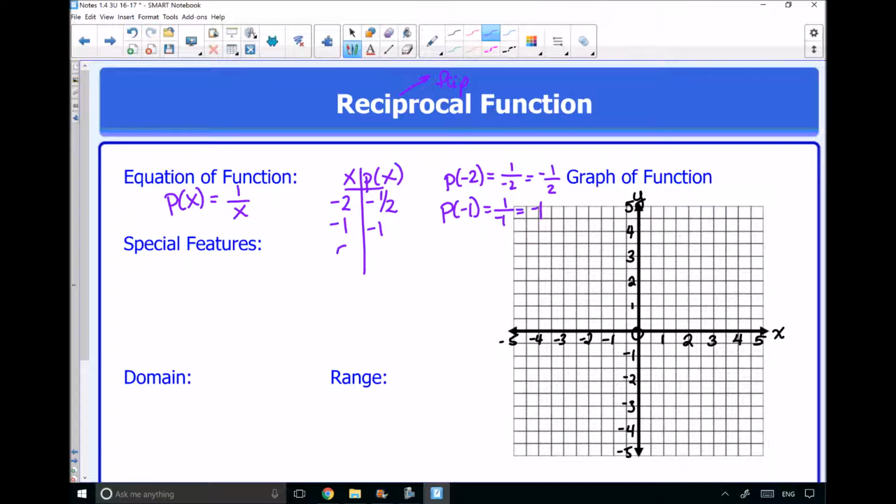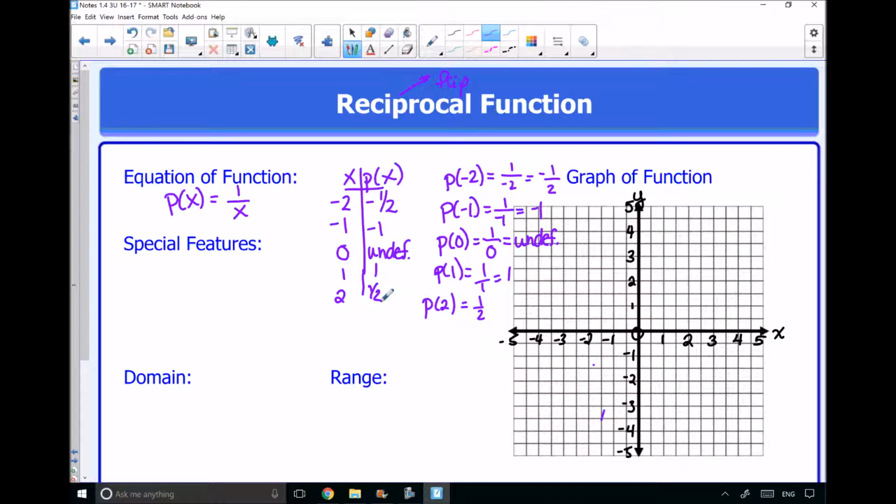Okay, now p of 0 is where things get a little bit trickier. I'm going to do 1 over 0, and I'm going to try to divide 1 into 0 equal pieces, which is impossible. Remember, you guys learned in previous math classes that there's no way you can divide by 0. So 1 over 0 is just undefined, if you remember that. So right here, we're going to say that it's undefined when x is 0, okay? Now, if I want to do p of 1, I know that p of 1 is 1, because it's 1 over 1, which is just 1. And then p of 2 is going to be 1 over 2, or a half.